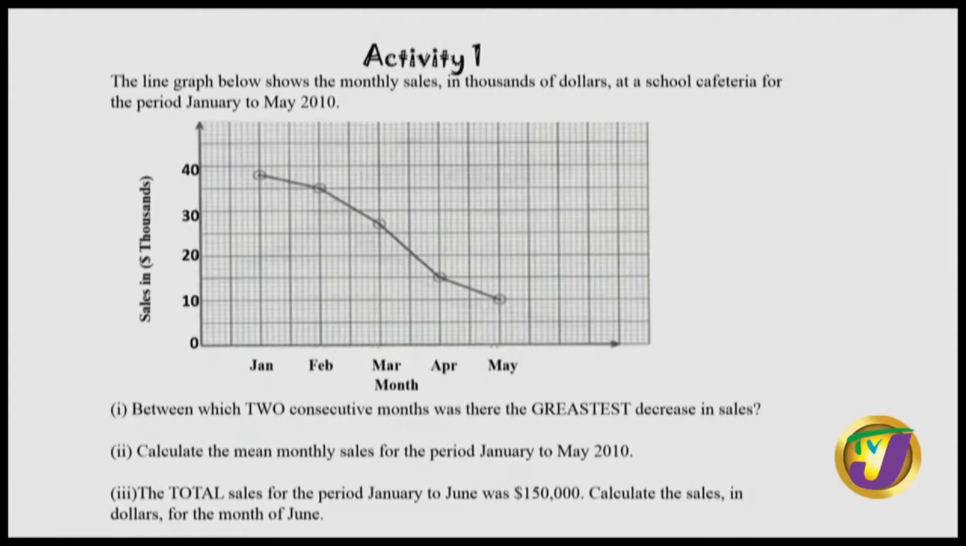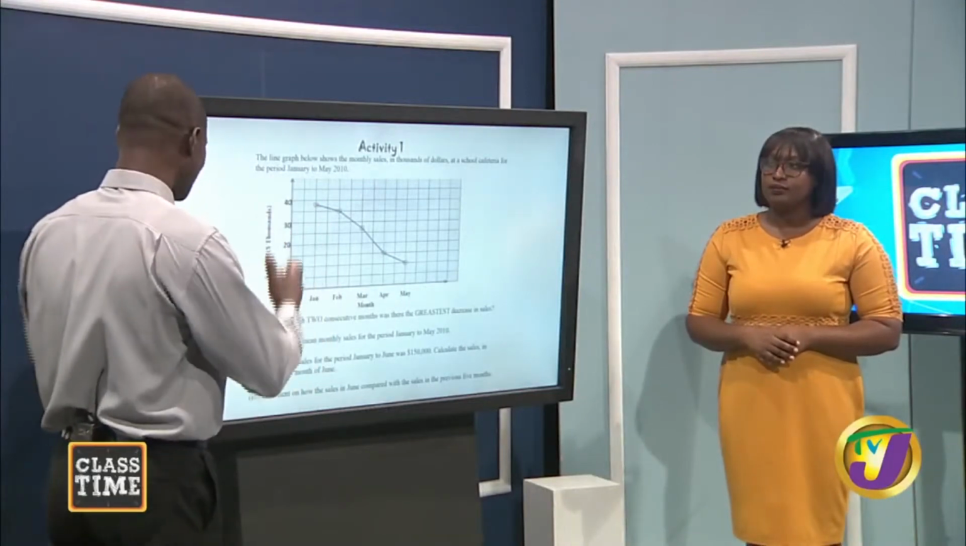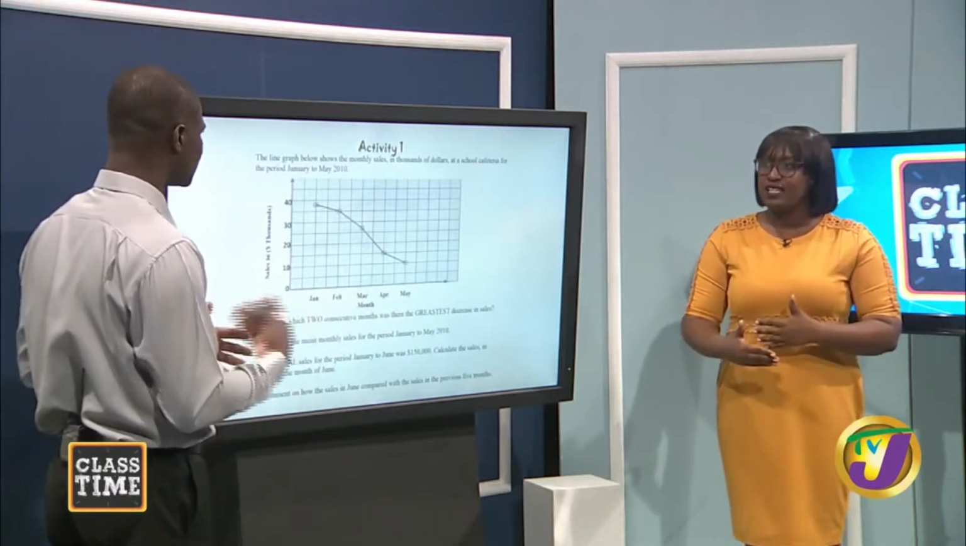All right. Now we're asked a few questions, and I hope that you guys are paying attention at home and ready to jump in with us. So, between what 2 consecutive months was there the greatest decrease in sales? Based on what the question is asking, and this is a CSEC past question, they have bolded 2 as well as greatest to remind us that we are dealing with just 2, and then we have the word consecutive, right? What do we mean by consecutive? One after the other, right? One after the other. Okay.